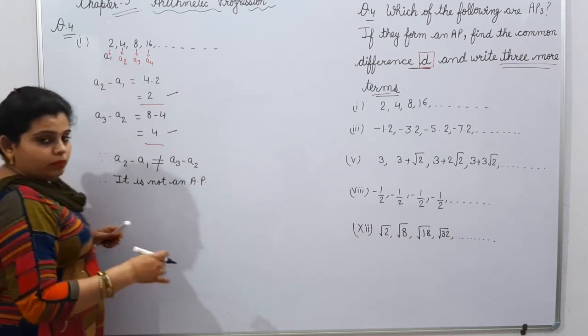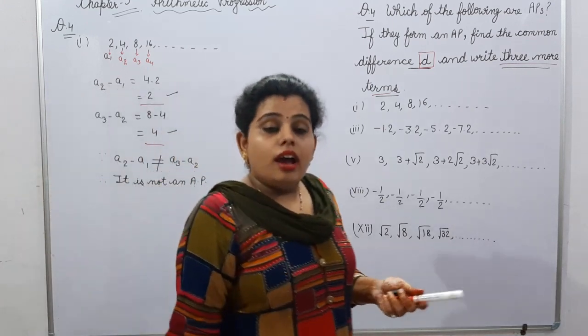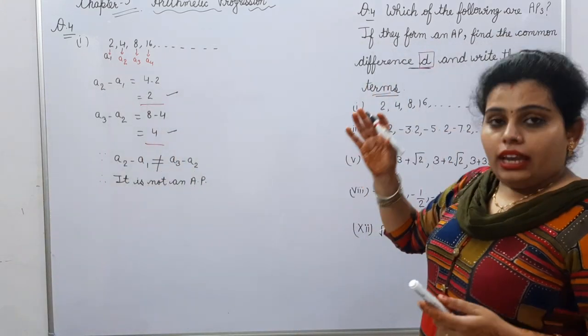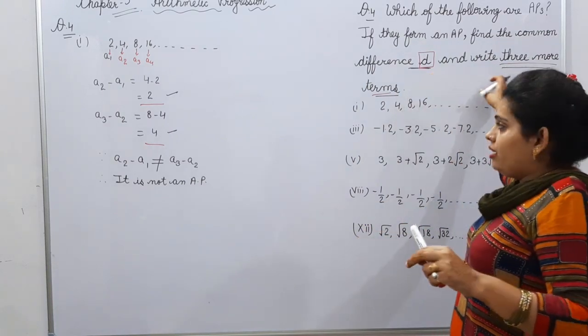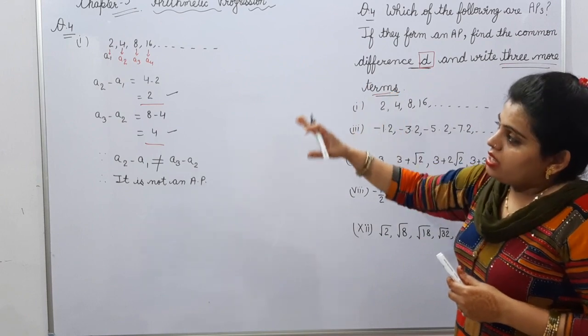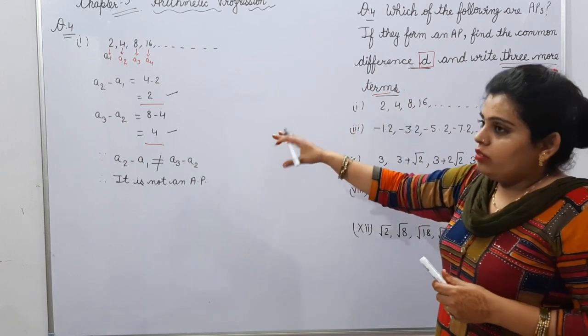If it is not an AP, then this is our answer. अगर यहाँ पे आपको मिलता कि ये AP है, then what do we have to find? Common difference and next terms. This is the first part of question number 4.